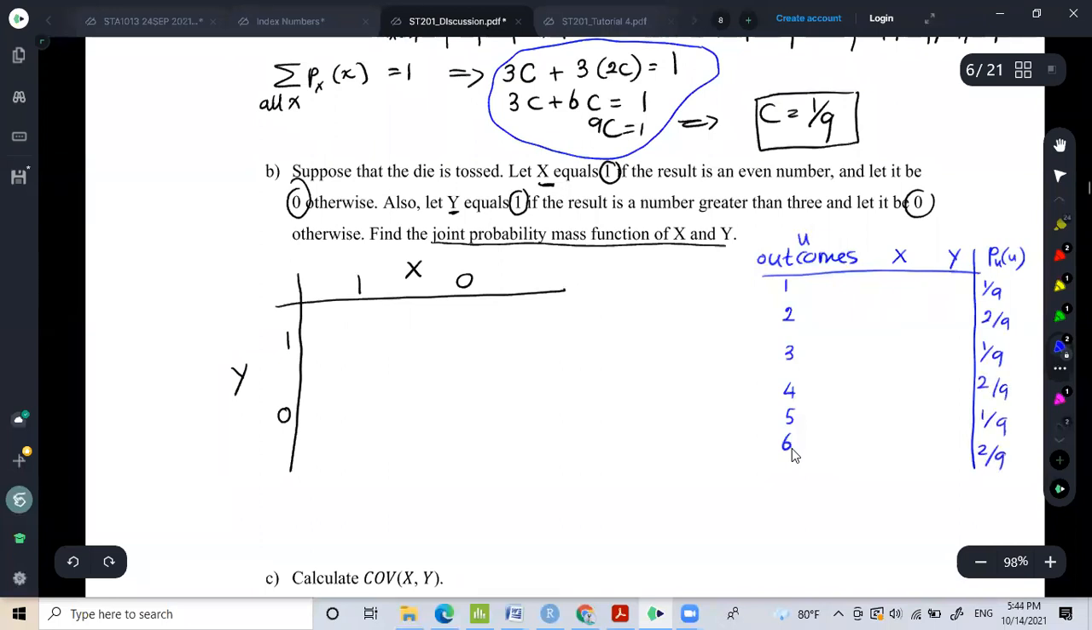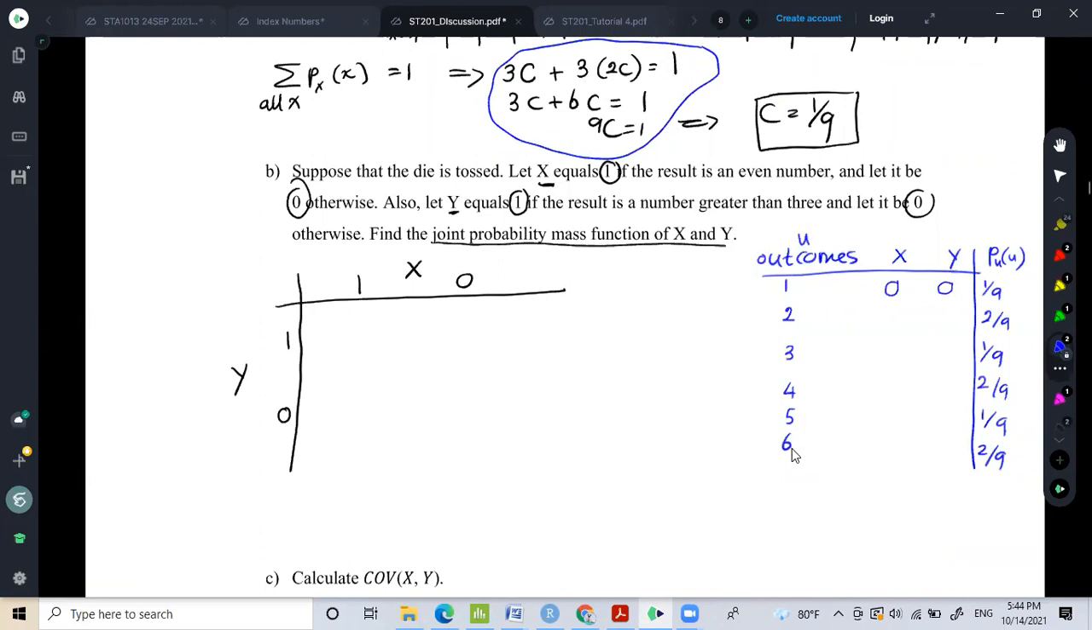Now let's see what will happen if the outcome is 1. What is the value of x and what is the value of y? Can you find it? The outcome is 1. 1 is an odd number, so it is not even. Therefore, the value of x is 0. Why? X is 1 if the number is even. But 1 is odd, therefore the value of x is 0. What is the value of y? Y is 1 if the resulting number is greater than 3. Is 1 greater than 3? No. So this is again 0.